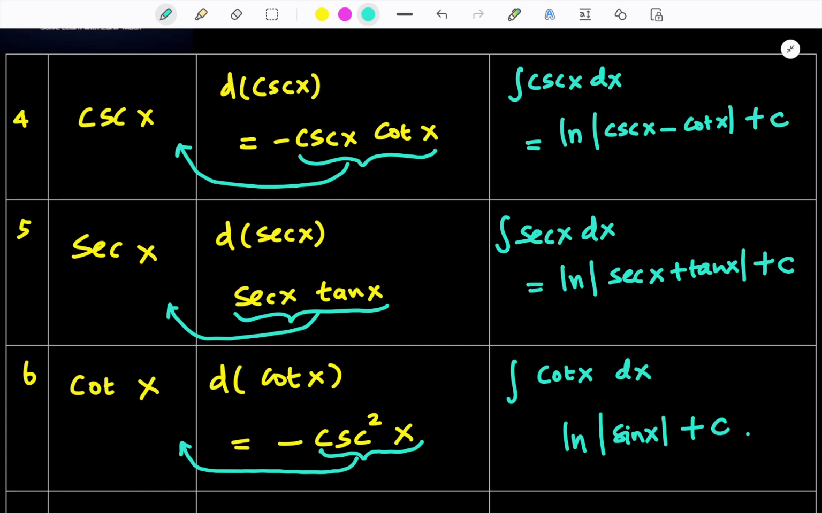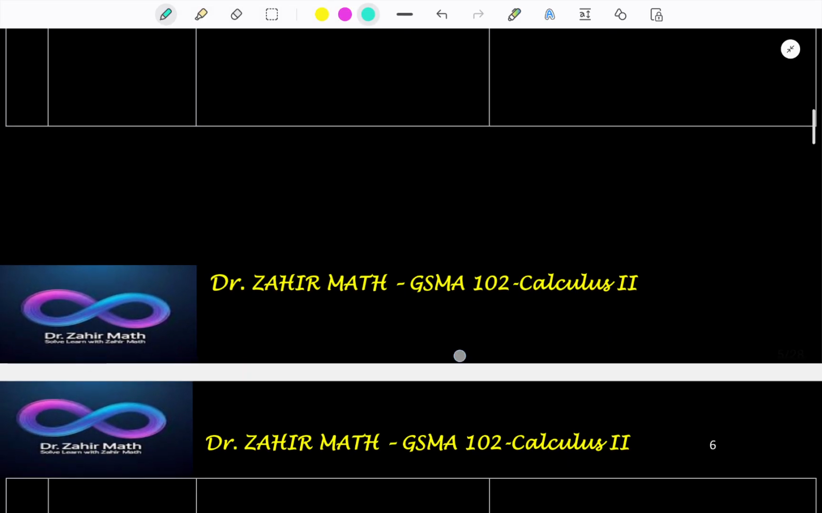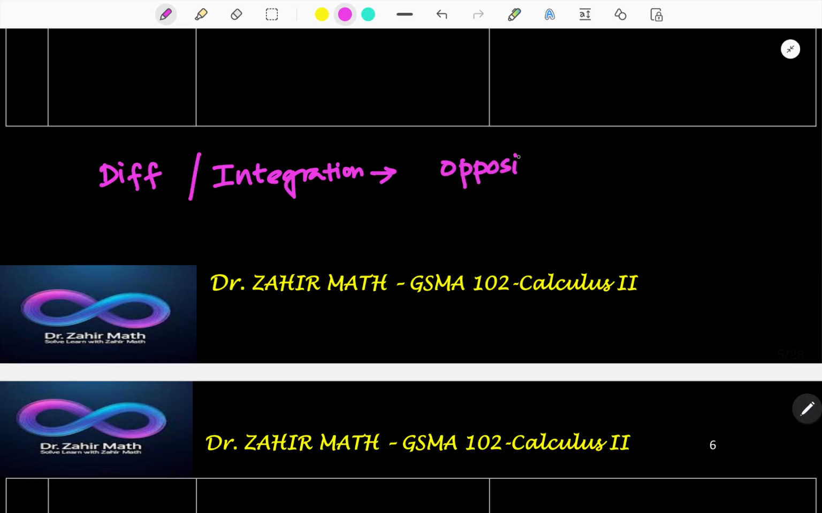Before going to this one, I wanted to say a few words about differentiation and integration. Differentiation and integration are like opposite twins. Twins means what? Twin babies, you remember? Opposite twins. What is the meaning of opposite twins? One undoes the other, right? That means if you know the derivative, you can go backward and find the original function using integration, right? Let me give you a small example and then we'll come back to this formula again.